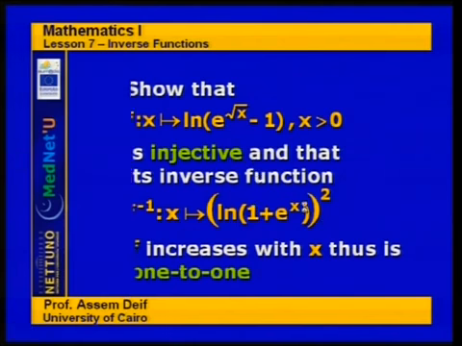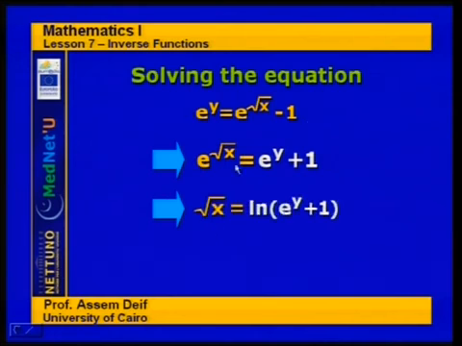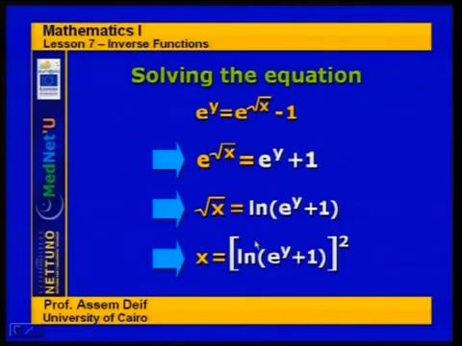What you can do is solve for x in terms of y. You get e to the y is equal to e to the square root of x minus 1, and then you move this to the right hand side and solve x in terms of y. You take the logarithm of both sides, and then finally x is equal to this expression here. In other words, you can replace x by y, and the inverse becomes y equal to the square of the logarithm of e to the x plus 1.